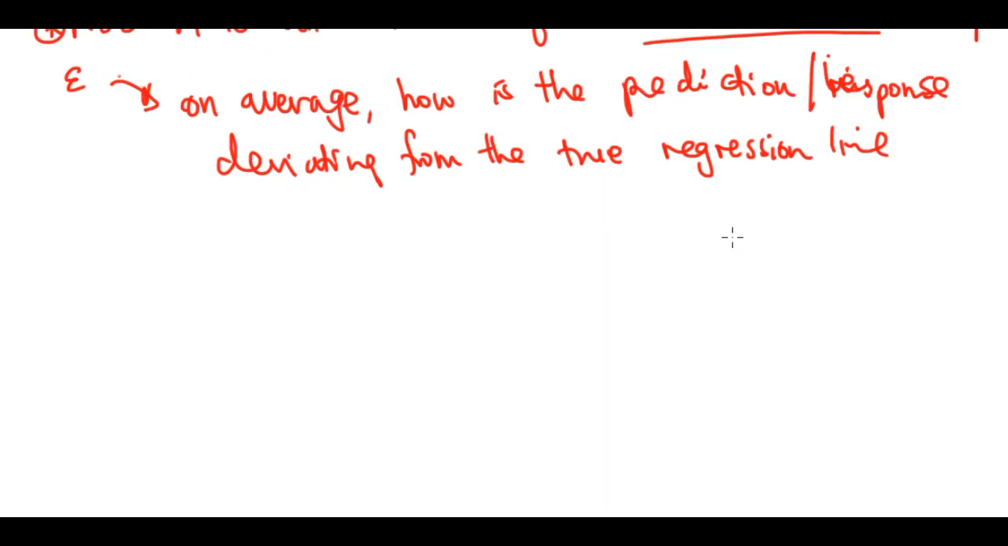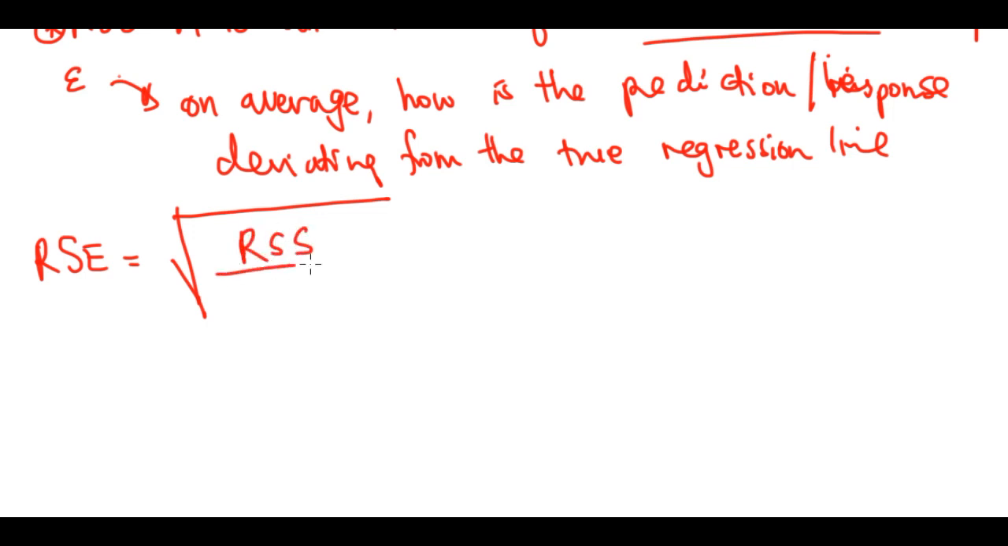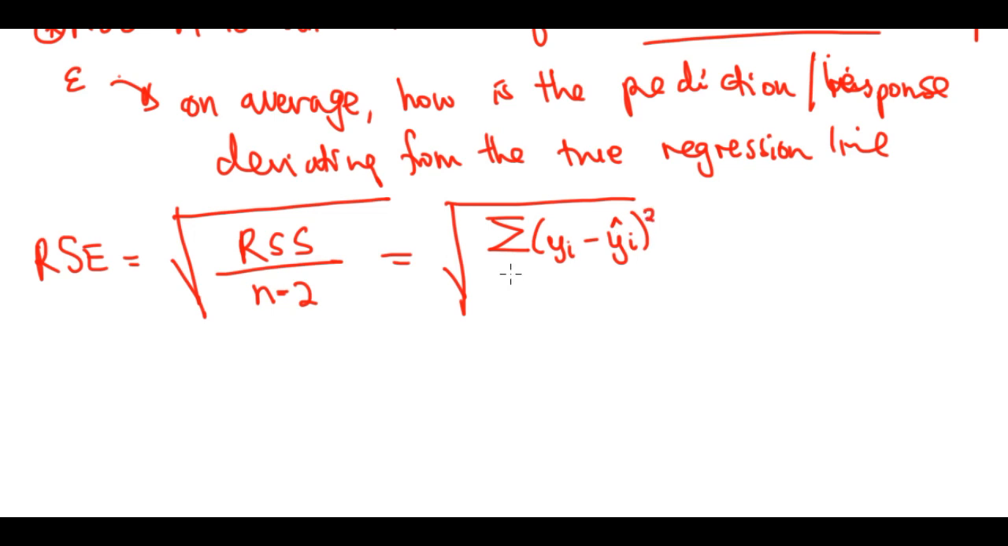Okay, so how do we calculate RSE? RSE is calculated like this. RSE is equal to the square root of RSS over n minus 2. You remember our RSS. How do you calculate our RSS again? We calculate our RSS as the summation of (yi minus yi hat) squared. So this is going to be over n minus 2, because this is the calculation of RSS, if you remember in the previous videos. So that's how we calculate our RSE.